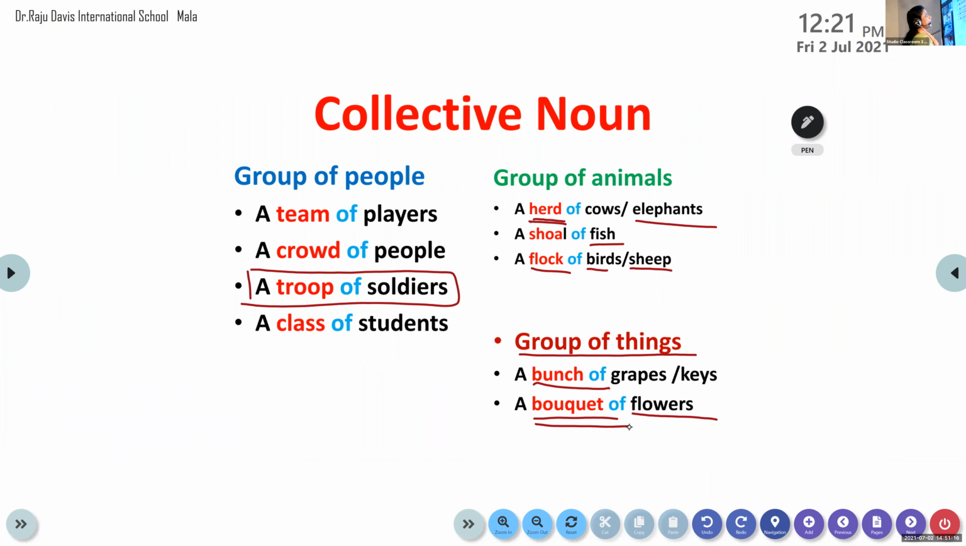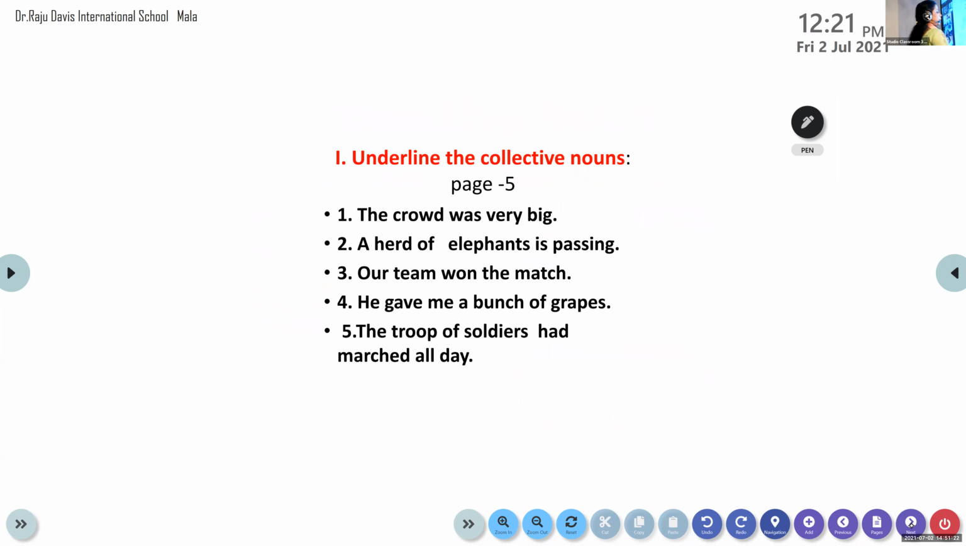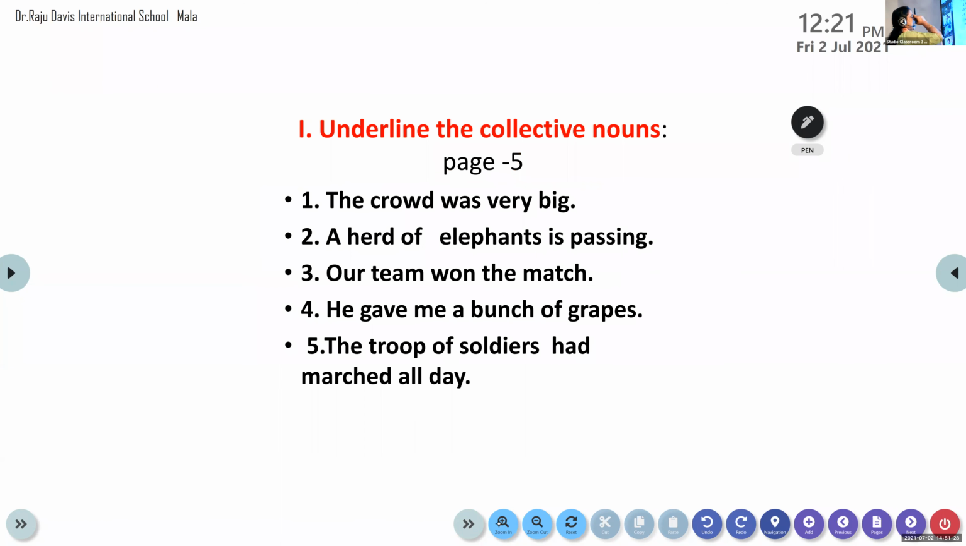Have we finished with the exercise? The later part of it, I'll be explaining in the next class. First, let us identify the collective noun in the sentences. All of you, please take your workbook. This exercise I hope we have already finished. Now let's move on to the next person.